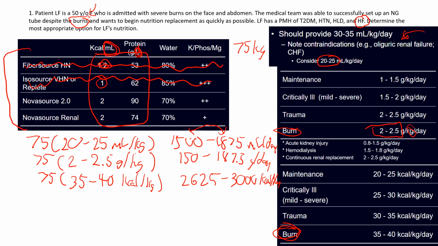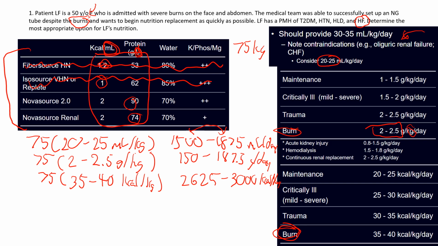So now we're between Novasource and Novasource 2.0. Instead of looking at calories, I want to look at protein for this one, because these are the same in terms of calories, right? These are equally as optimized. They're not going to show us anything different, because they're both 2. So what I want to look at instead is their amounts of protein. So we have 90 for 2.0 and 74 for Novasource renal.